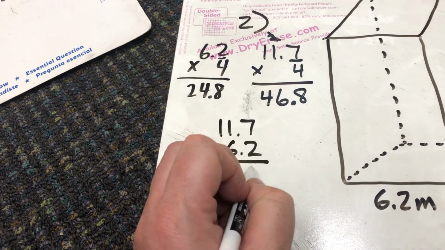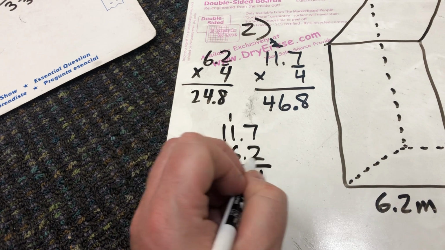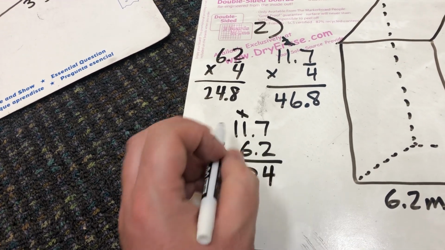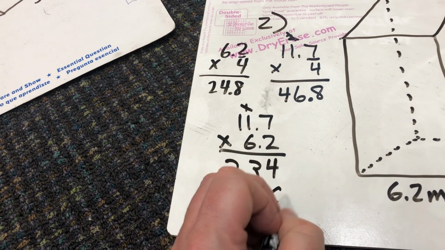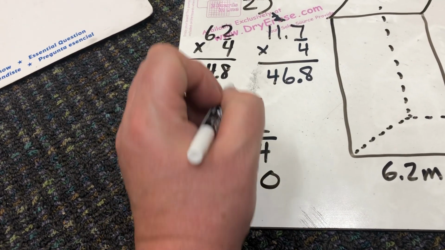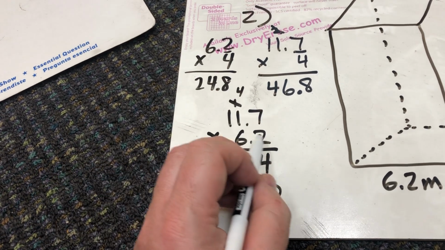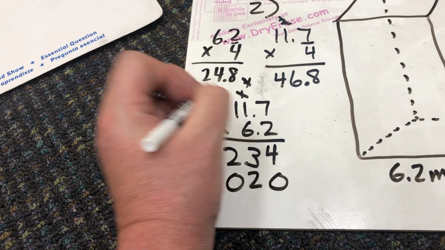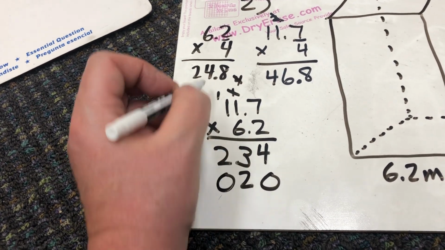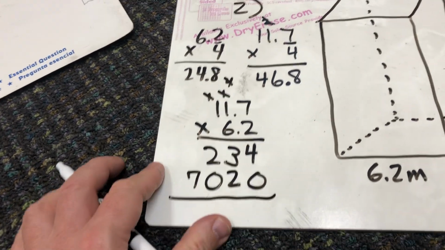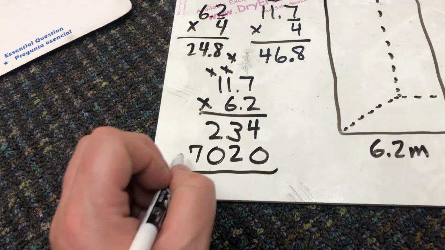So 2 times 7 is 14. Put the 4 down, carry the 1. 2 times 1 is 2, plus 1 is 3. 2 times 1 is 2. Put the 0 down. 6 times 7 is 42. Put the 2 down, carry the 4. 6 times 1 is 6, plus 4 is 10. Put the 0 down, carry the 1. 6 times 1 is 6, plus 1 is 7. And I've got 234, 7,020.